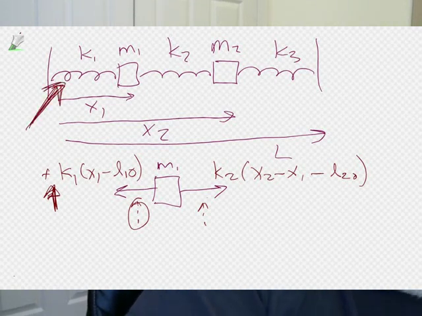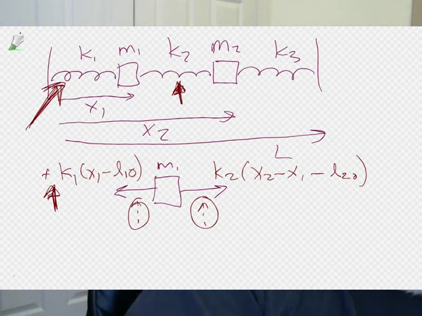So now let's do this other one here, to the right. Under what circumstances does the spring pull to the right? Well, so now that's this spring. It will pull M1 to the right when the spring is stretched, right? Because if the spring is squished, it'll try to push M1 back. So it's going to pull M1 to the right when the spring is stretched.